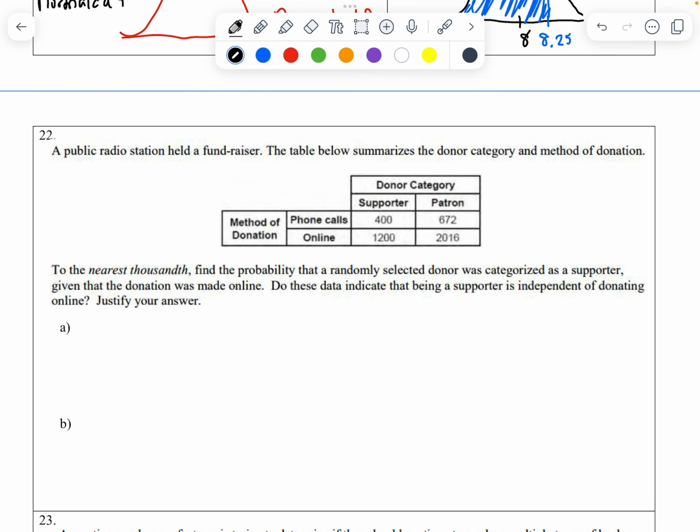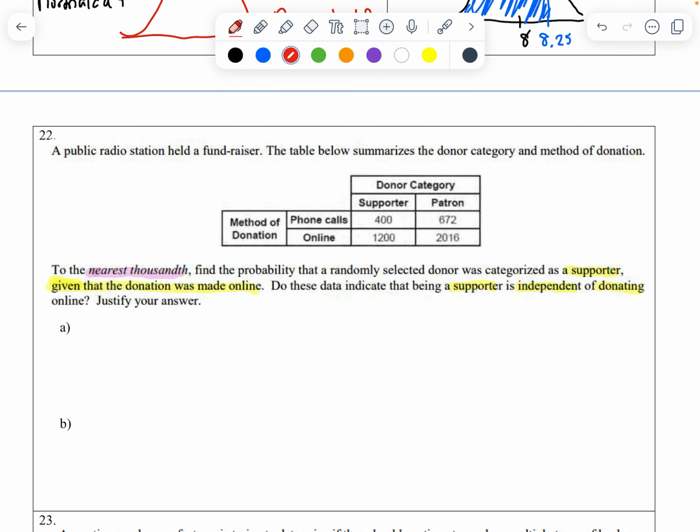All right, we're almost done. A public radio station held a fundraiser. The table below summarizes the donor category and method of donation. We have to round to the nearest thousandth. Find the probability that a randomly selected donor characterized as a supporter, given that the donation was made online, was a supporter. And then we want to know, do these data indicate that the supporter is independent of donating?